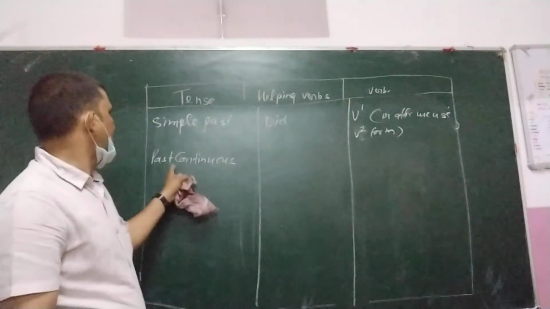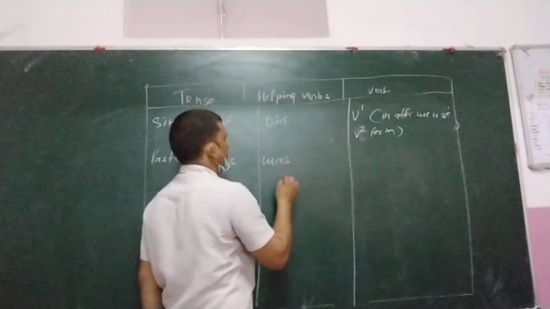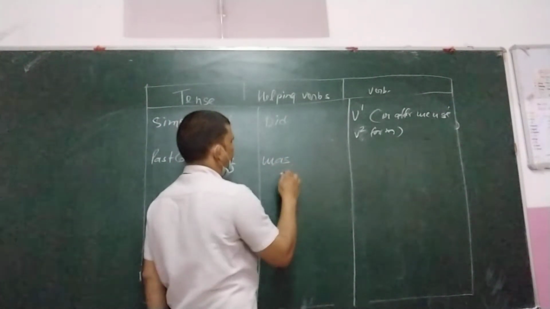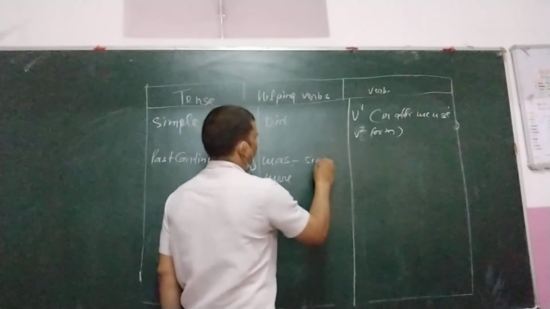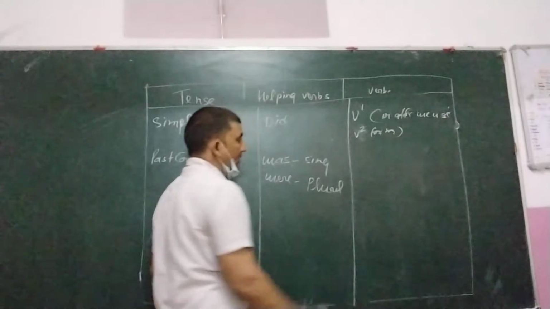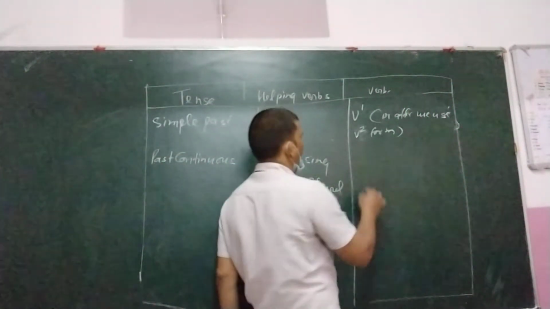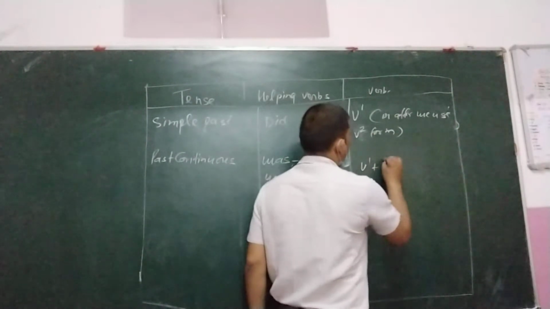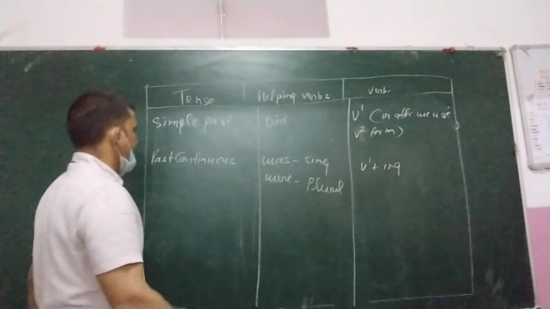In past continuous we use was and were. With singular subject we will use was, and with plural we use were. Now if we talk about the form, it is the ing form of the verb in continuous.